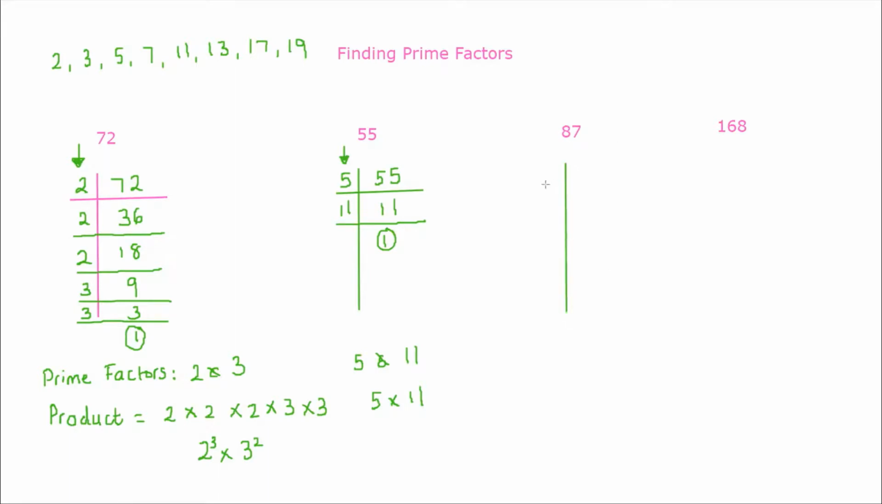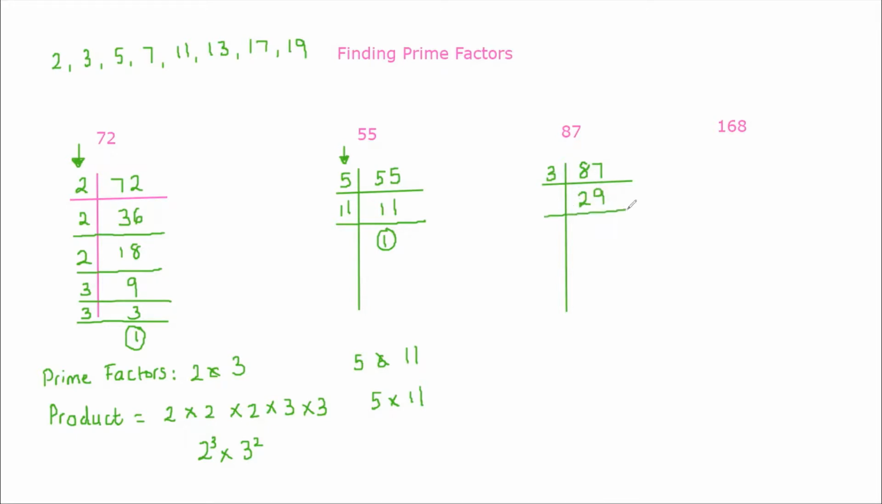So to find the prime factors of 87, we have to put 87 here. We then need to think of the smallest prime number that will go into 87. It can't be divided by 2 because it's odd. The next thing to check is if it can be divided by 3, and 8 plus 7 is 15. So we can divide by 3, and 3 will go into 87 29 times. So we've now divided there.